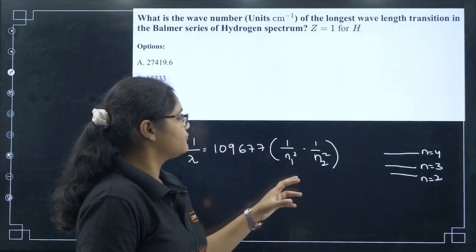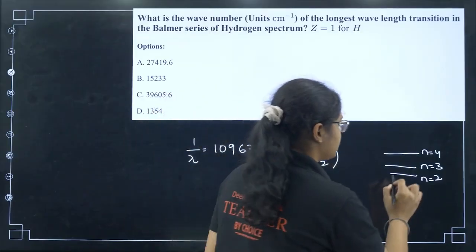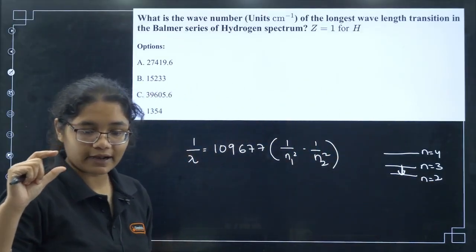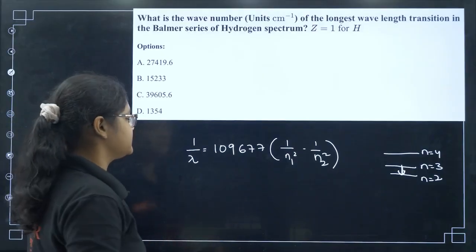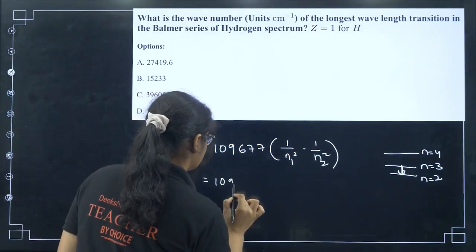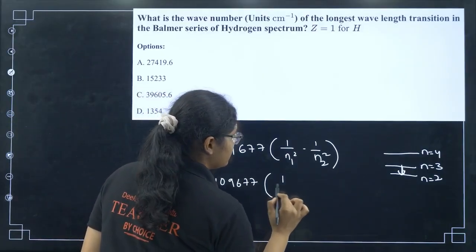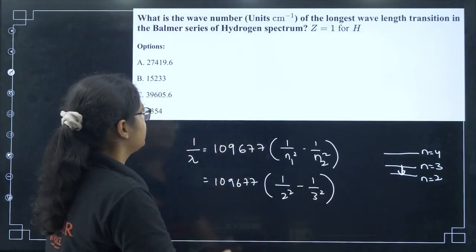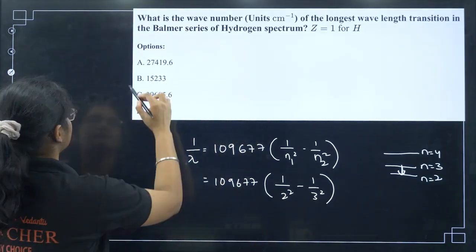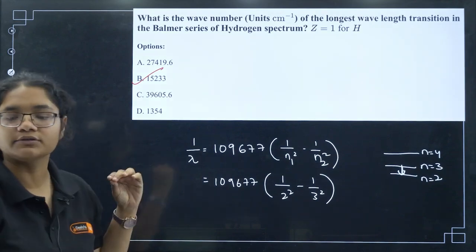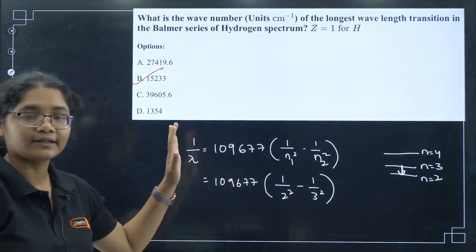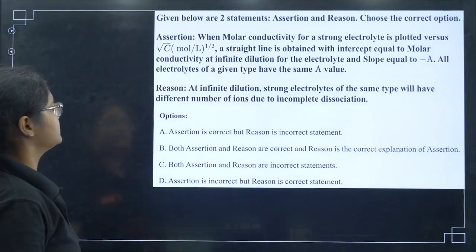Now for the longest wavelength, the energy difference should be minimum, right? Then only I will get the longest wavelength. So I will have 109.677 into 1 by 2 square minus 1 by 3 square. If I solve this, you will find the answer to be 15233, that is option number B. Again I am telling, I am not doing the calculation because you have a calculator in the COMEDK examination.